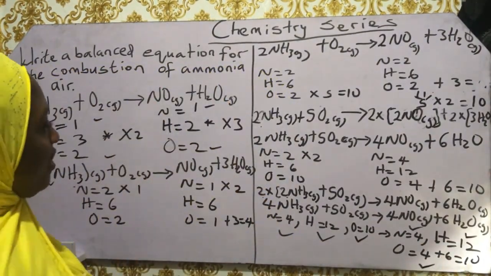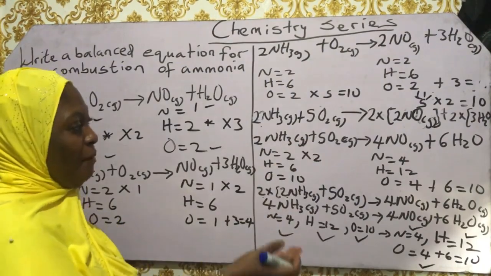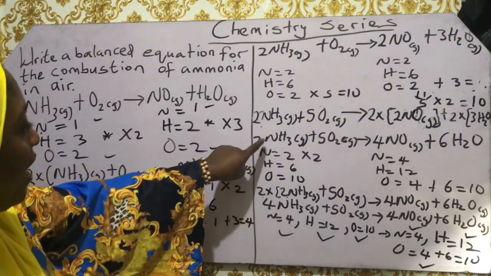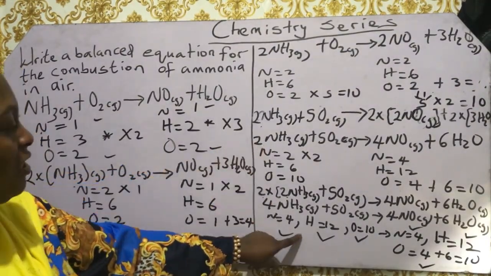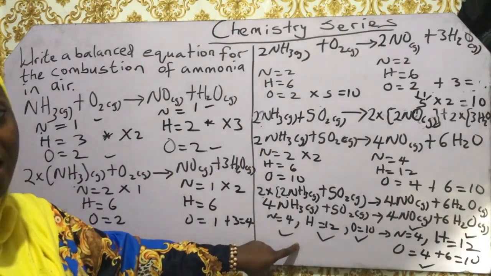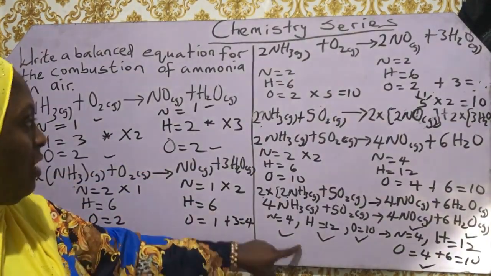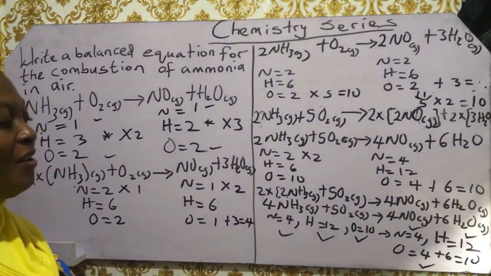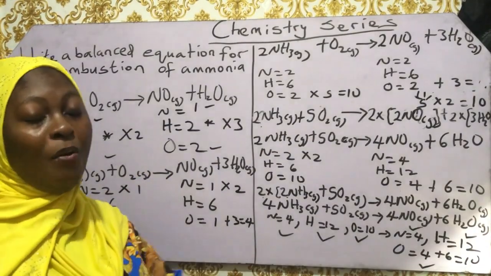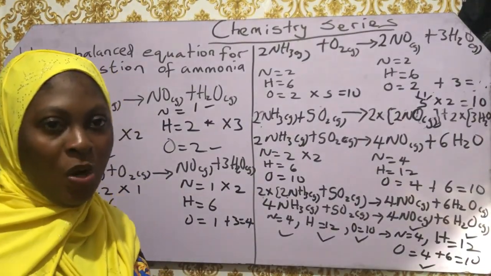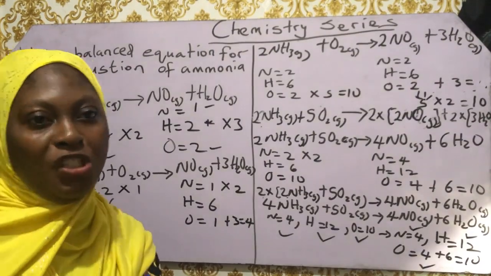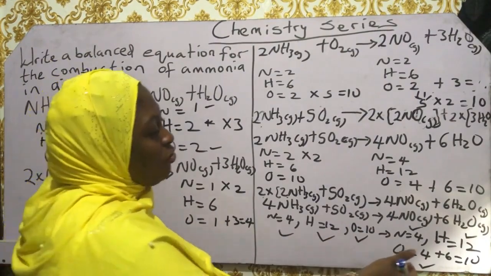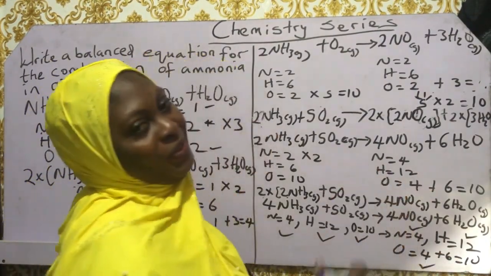So here, when we try to balance nitrogen, luckily for us, our hydrogen became balanced at the end of the day, because here you have nitrogen and you have hydrogen. And you can see that our balanced equation obeys the law of conservation of mass, because the number of atoms on the reactant side is equal to the number of atoms on the product side.